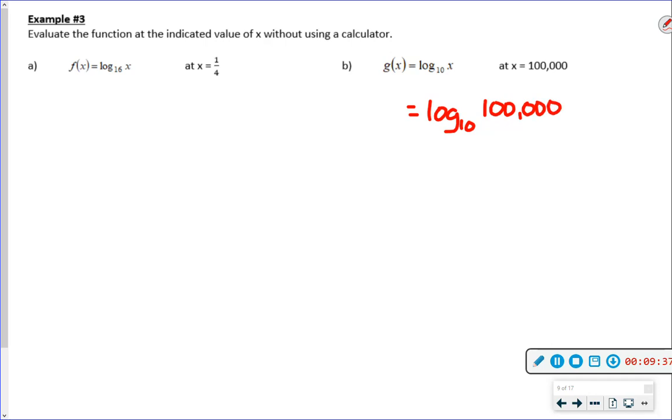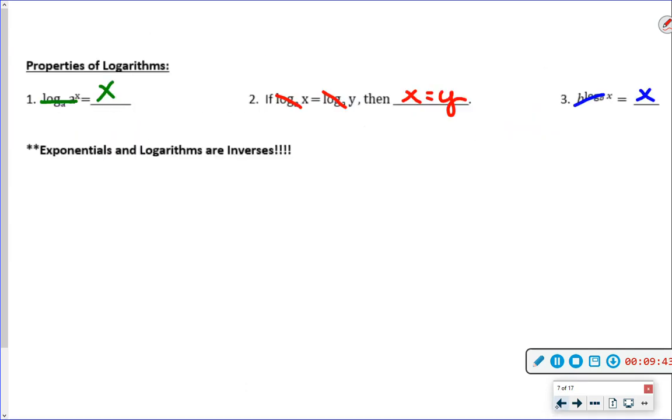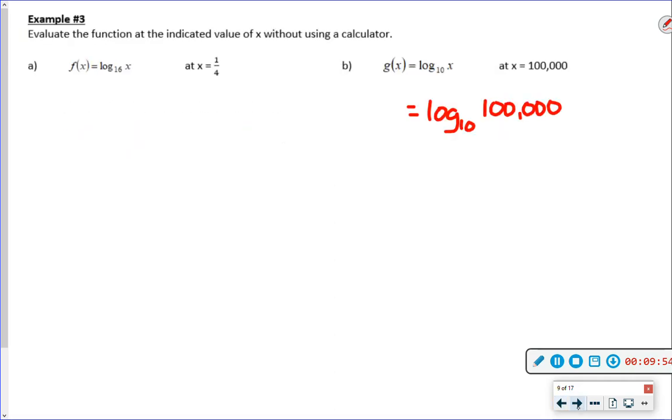So I'm trying to do this without my calculator. I might need it just a little bit to help me. So that's really my goal. Let me click it back here. I want to be able to rewrite that 100,000 using whatever the base is, because if I can make that happen, I can cancel them out. So I'm going to rewrite that 100,000 as 10 to some power.